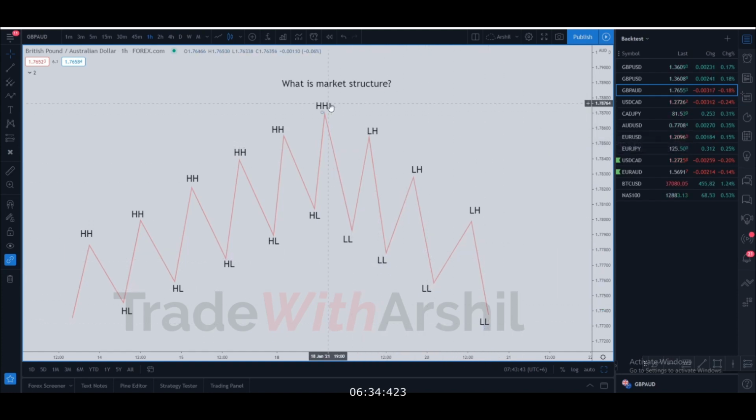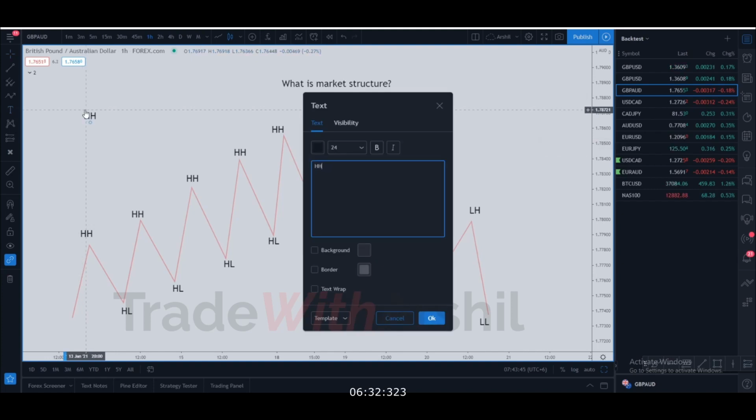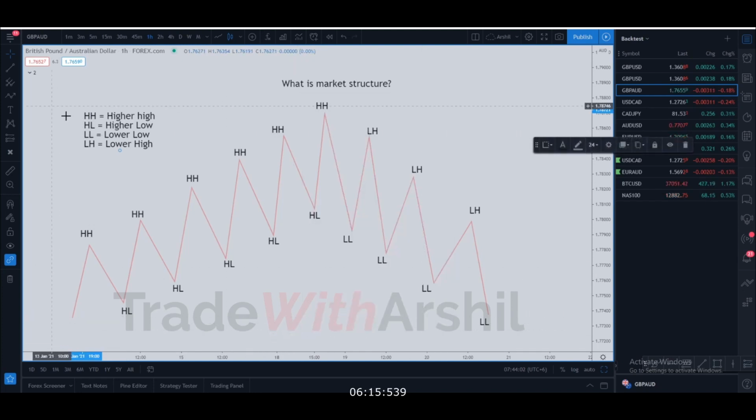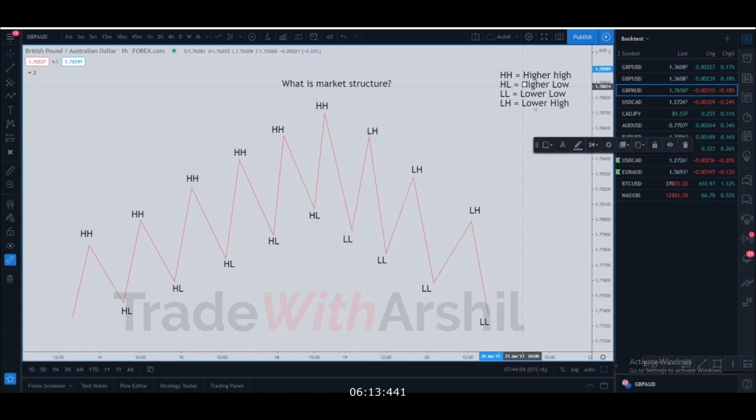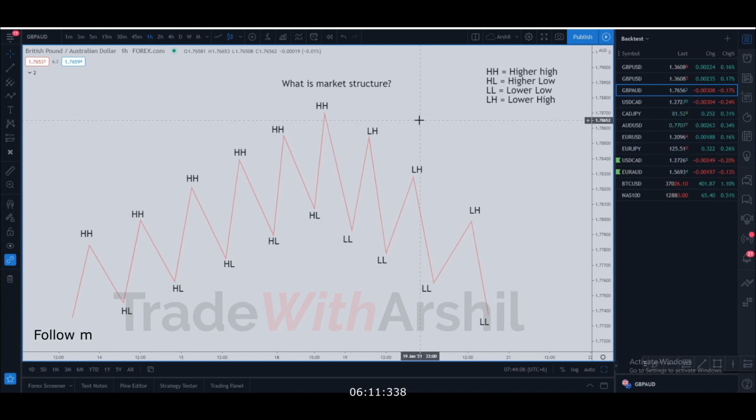So this is basically how it works out. Let me write these down for you guys: higher high, higher low, lower low, lower high. This is just the basics of market structure. As I said, we're going to have a more in-depth video in the future called Market Structure Advanced.